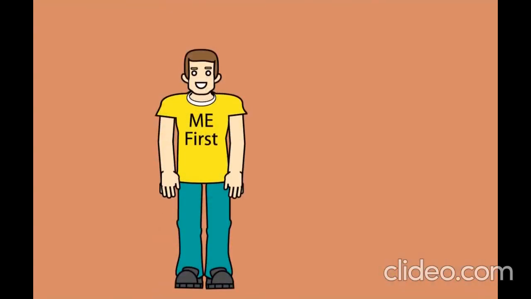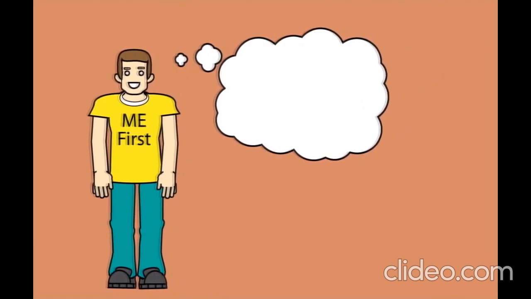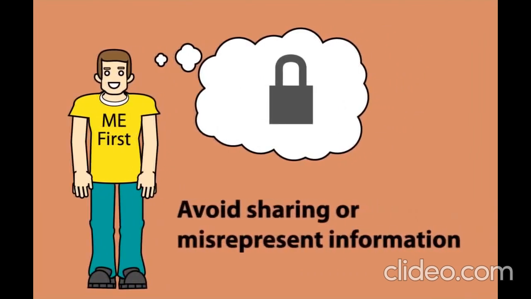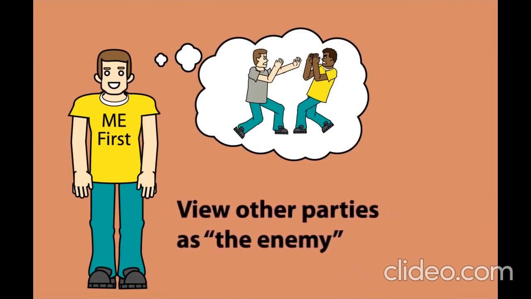Distributive bargaining emphasizes individual gains. Resources are viewed as limited, and everyone wants to claim their share of the pie. Distributive bargainers tend to avoid sharing or misrepresent information and view other parties as the enemy to be defeated.